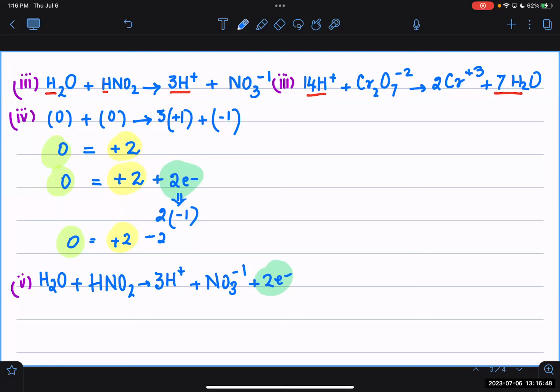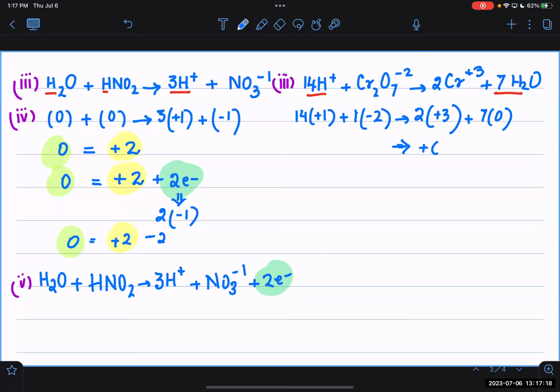All right, let's look at the scenario with the left one now. Charges again. 14 plus 1 charge plus 1 minus 2 charge gives you 2 plus 3 charge plus 7 into 0. Water will be 0. 7 zeros. Okay, so here you have 2 threes are 6. So this is plus 6 charge here. And here you have plus 14 charge, and then minus 2. So this is basically plus 12 charge, and we need to make it the lowest.